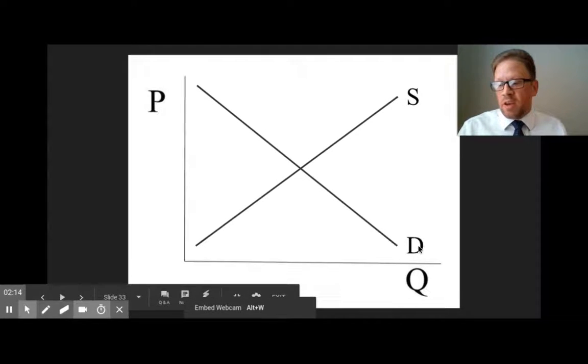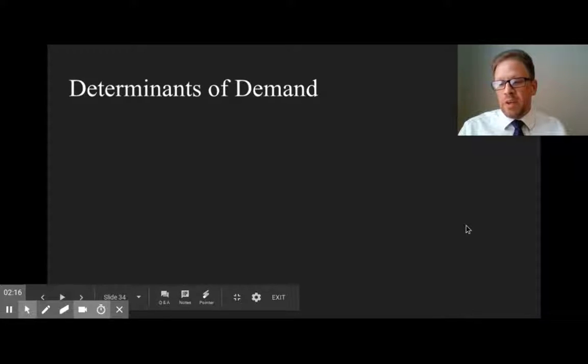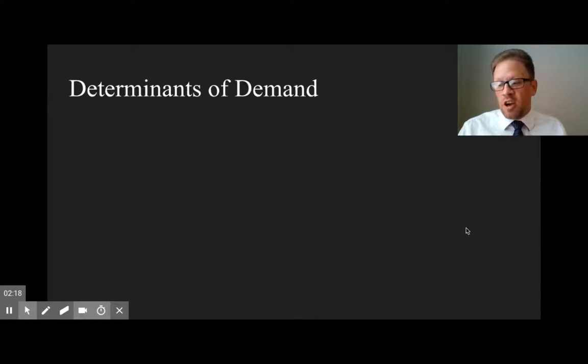Shifts of demand are caused only by determinants of demand, which are things that cause the demand for a good or a service to change. Now, I should point out, changing prices do not cause entire demand curves to shift. Just because, let's say, cigarettes are on sale does not mean a lot of people who never smoked before are going to say, I'm going to start smoking today because it's so darn cheap. That does not cause demand curves to change.